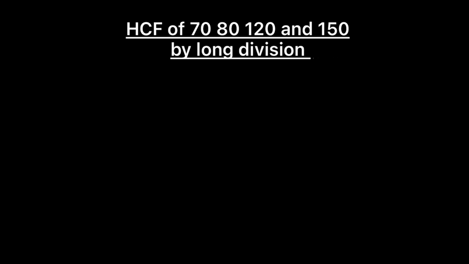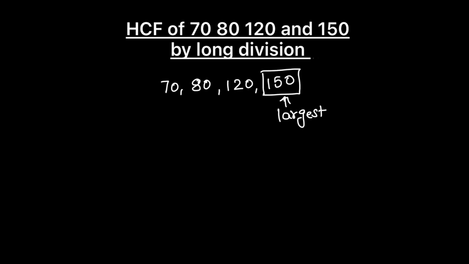In the long division method we divide the highest number by the smallest number and keep on dividing until we get the remainder as 0. So let's start. All the numbers are 70, 80, 120 and 150. Out of these numbers we have 150 as the largest number and 70 as the smallest number.